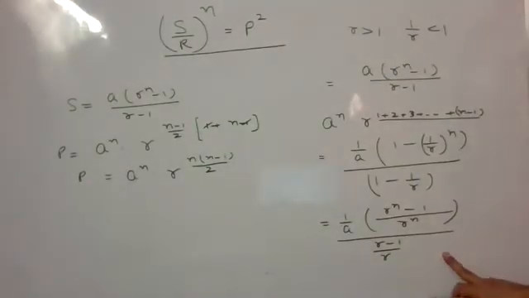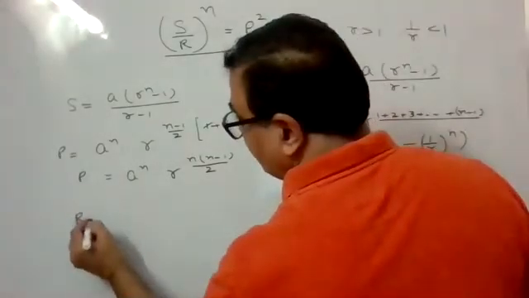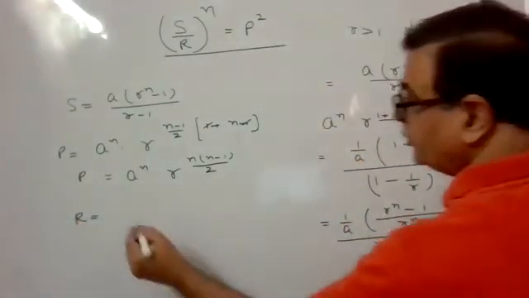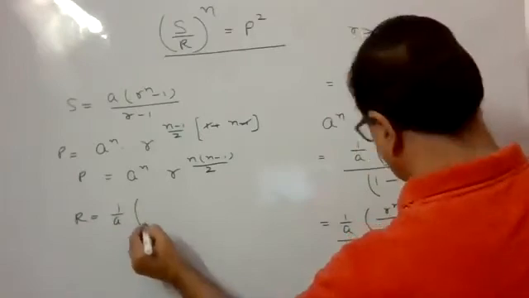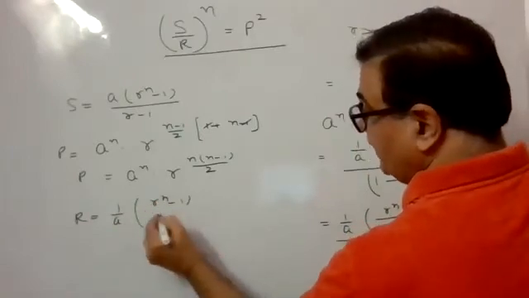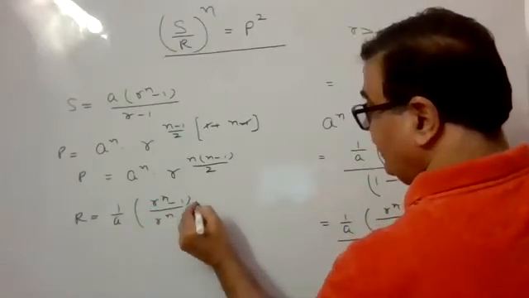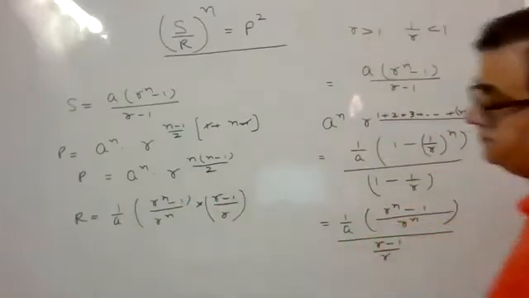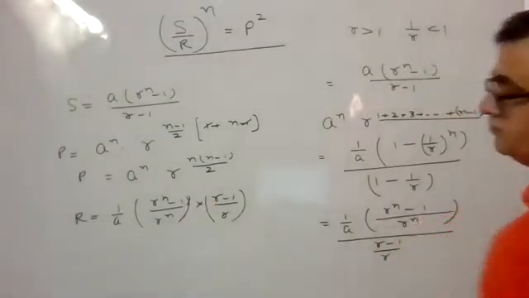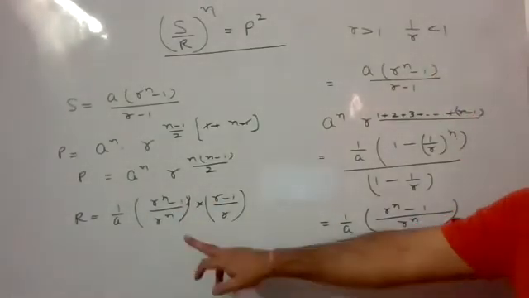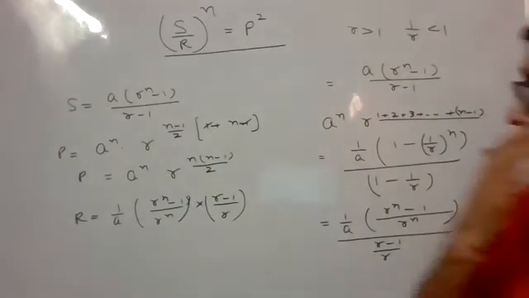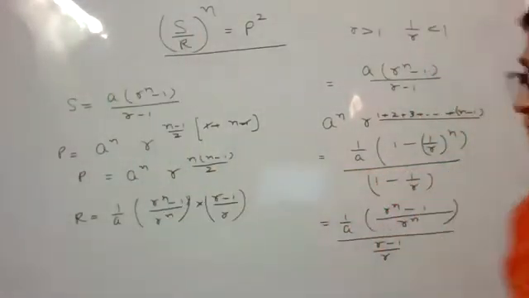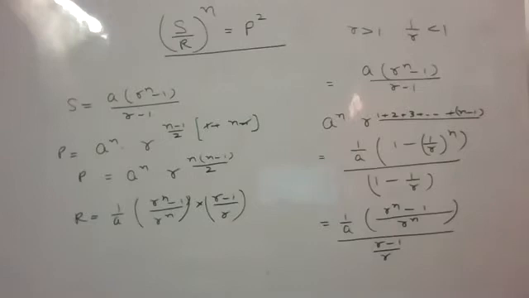And this will be the reciprocal sum capital R. ये किसके इक्वल होगा? इसको सॉल्व करेंगे तो 1 by a r power n minus 1 by r power n into r minus 1 power by r. This is sum of reciprocals. This is the product we have. This is the sum we have. Is there any doubt? Please ask.